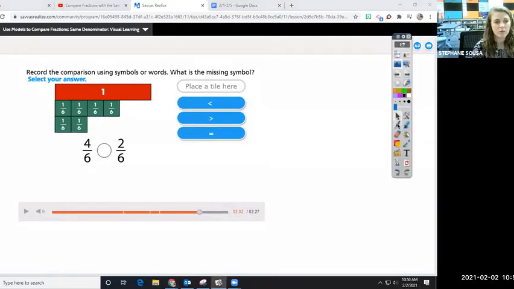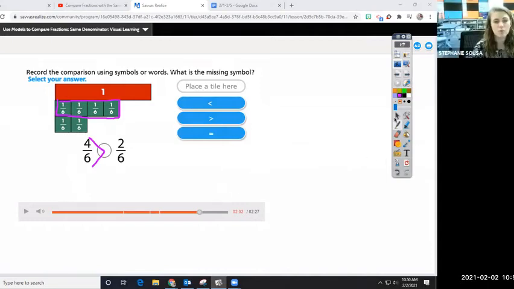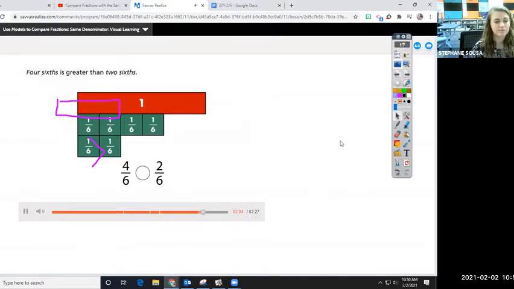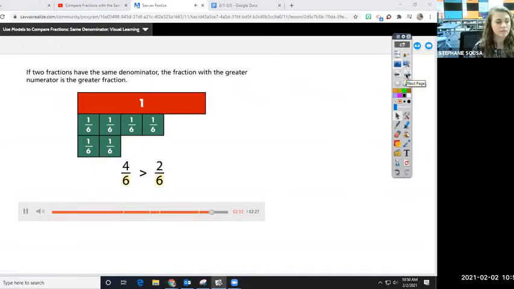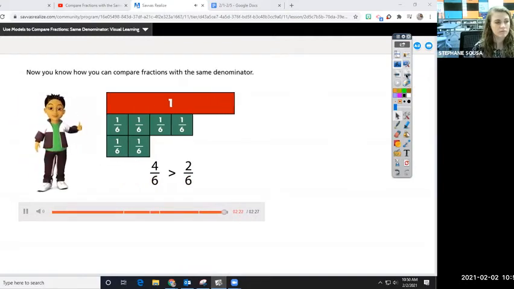Our alligator mouth would open to eat 4/6. 4 pieces of 1/6 is longer, larger, or greater than 2 pieces of 1/6, so we would want our alligator mouth to be open the same way. 4/6 is greater than 2/6. If two fractions have the same denominator, the fraction with the greater numerator is the greater fraction. Now you know how you can compare fractions with the same denominator.